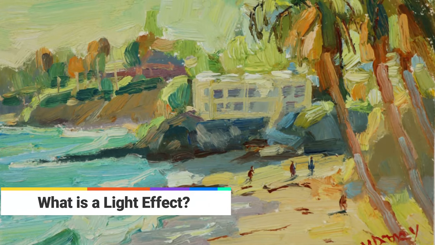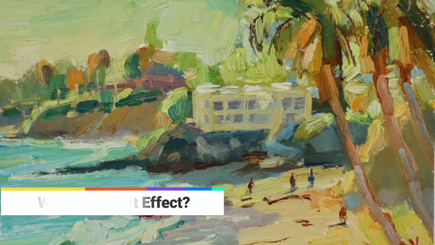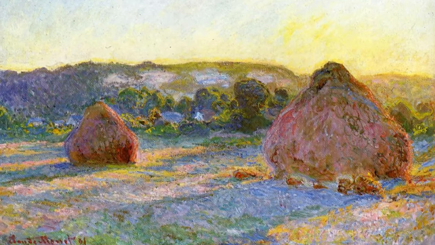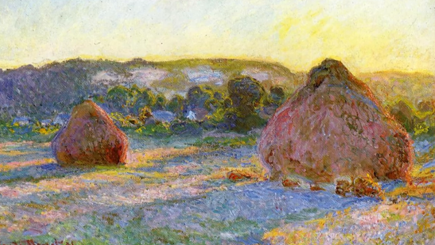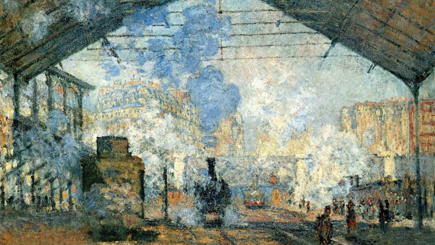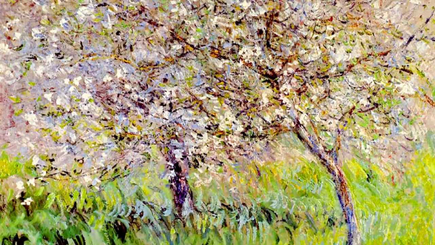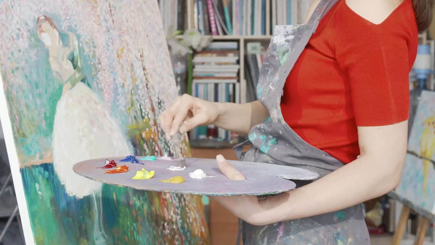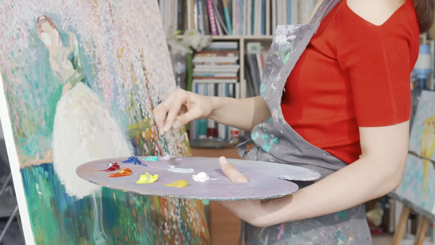For now, let's have a look at creating a strong light effect. So before we get out the paints, let's answer the question, what is a light effect in the context of Impressionist painting techniques? A light effect refers to the way that light interacts with the subject being painted. Impressionist painters were interested in capturing the way the light changes the appearance of objects in the landscape, and they often used loose brushwork, bold colors, and broken brushstrokes to suggest the effects of light and atmosphere.